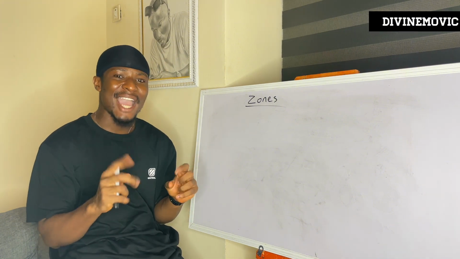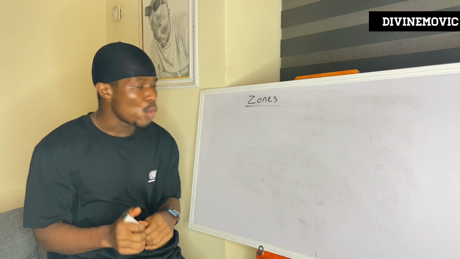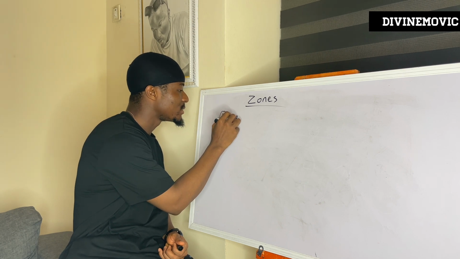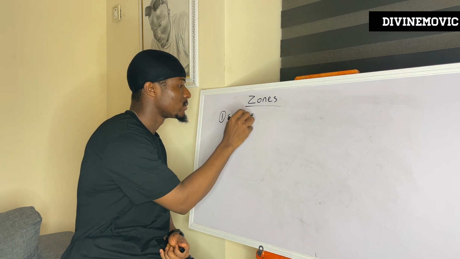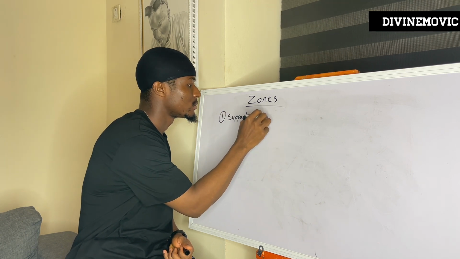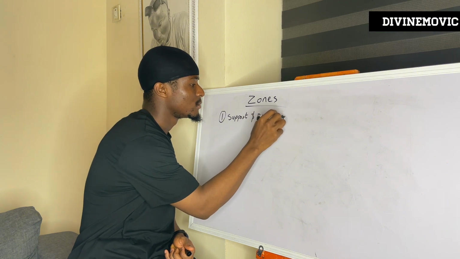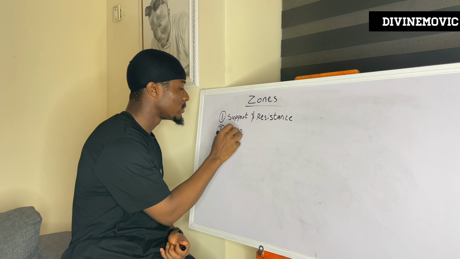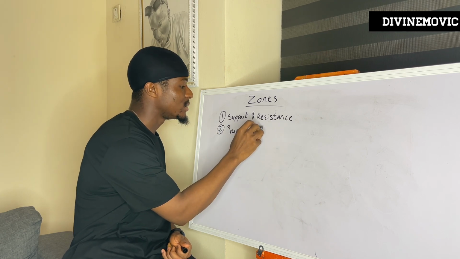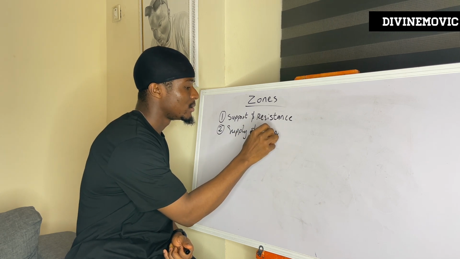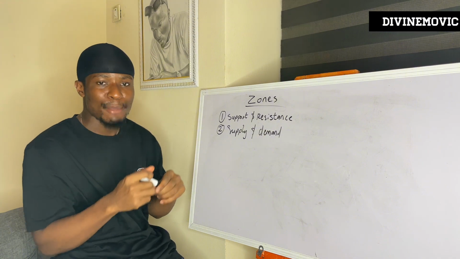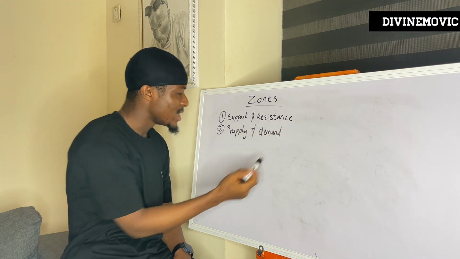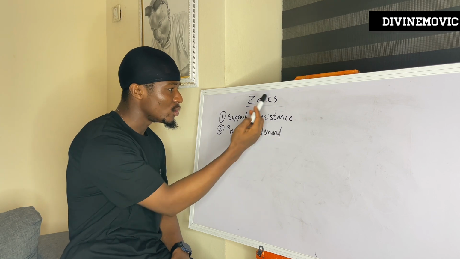Now, that's basically about two types of zone. We have one, support and resistance. Two, supply and demand. Now, these are the two types of zones that we have in the forex market. We have support and resistance zones, and we have supply and demand zones.